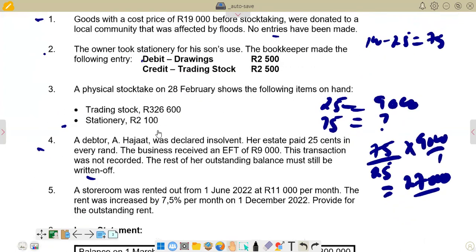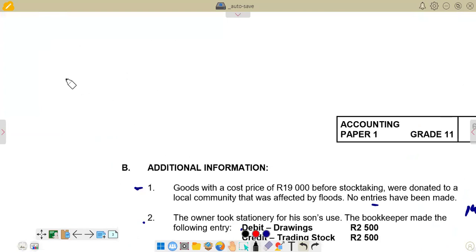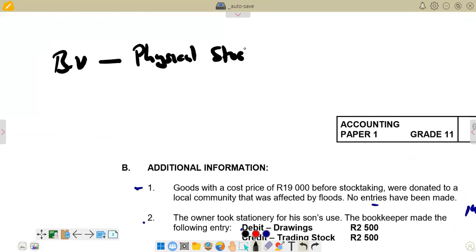So if you go down, let's try to see. You have to calculate the issue of trading stock, to see if it is a surplus or deficit. Remember, if there is a trading stock surplus it is supposed to be under other income, then trading stock deficit and other to be under expenses. So to calculate to see if you have got a surplus or a deficit of trading stock, you can just say book value of trading stock minus the physical stock take figure.